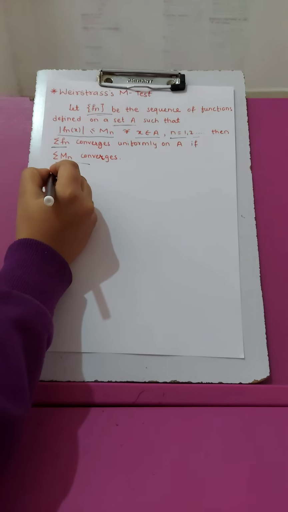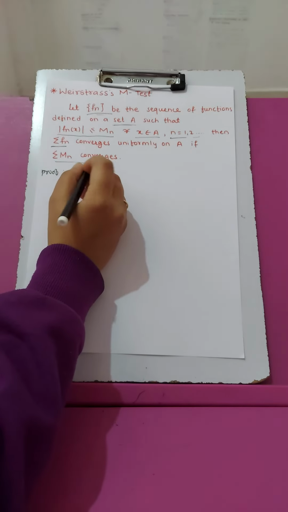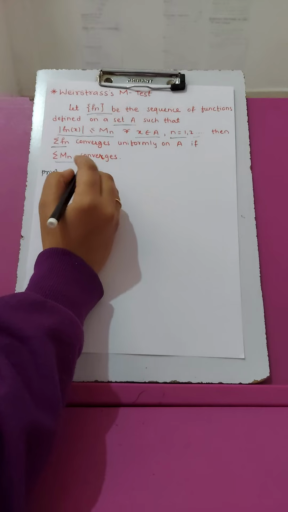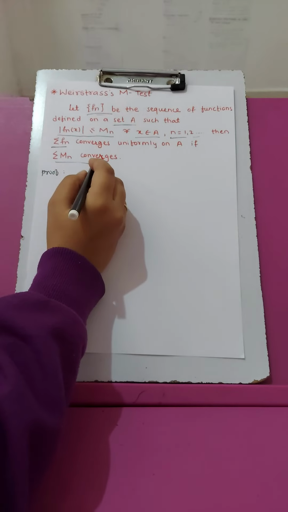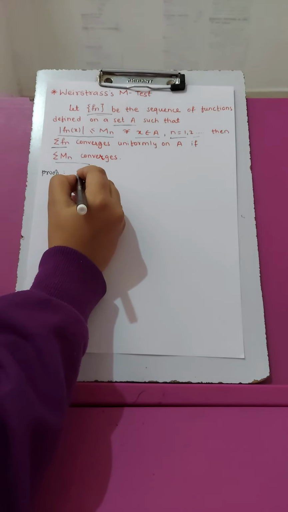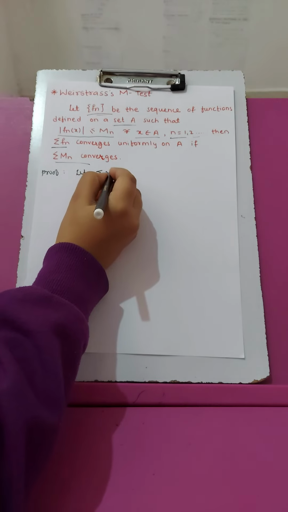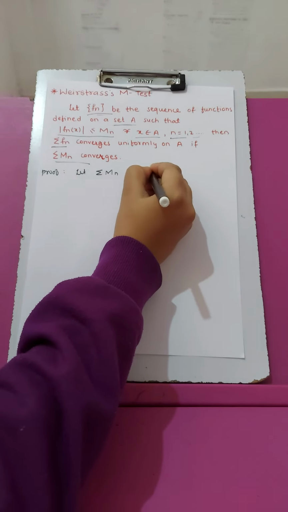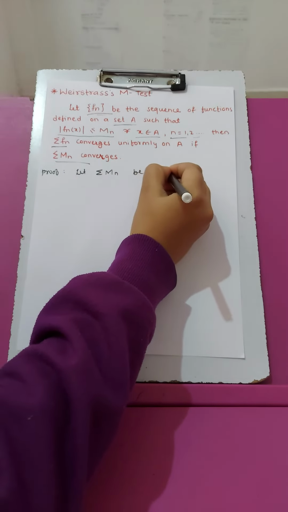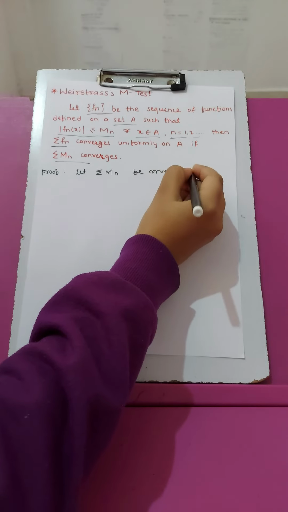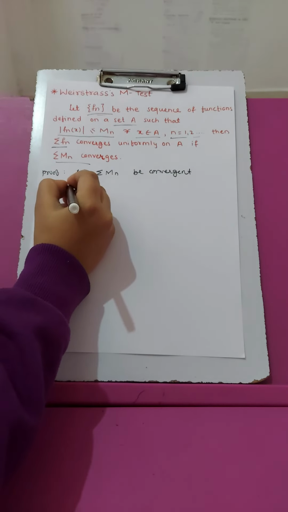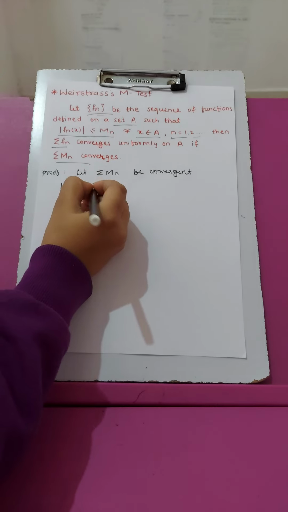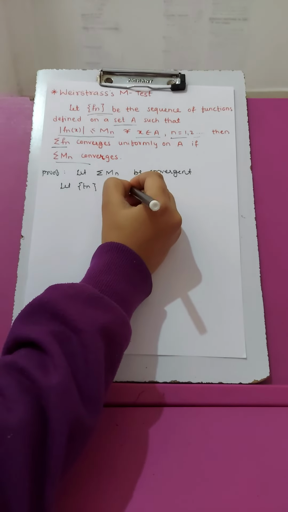So the proof is: as it is given that the series Mn converges, we will start by taking this. So let the series Mn be convergent. So let Tn be the sequence of partial sums.